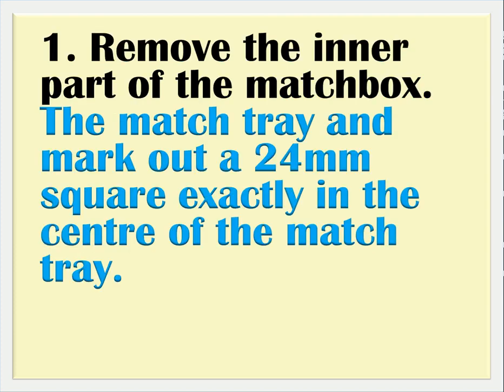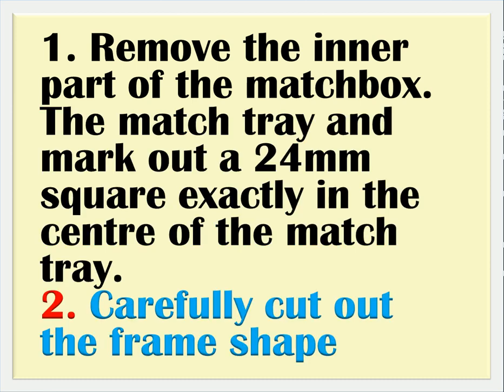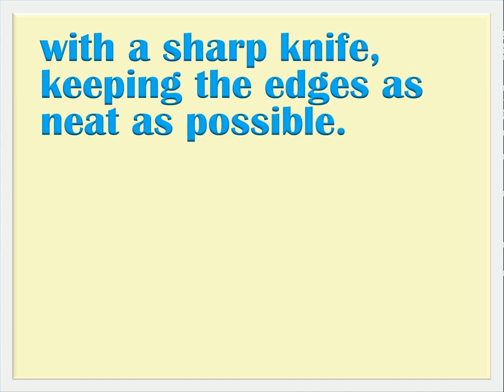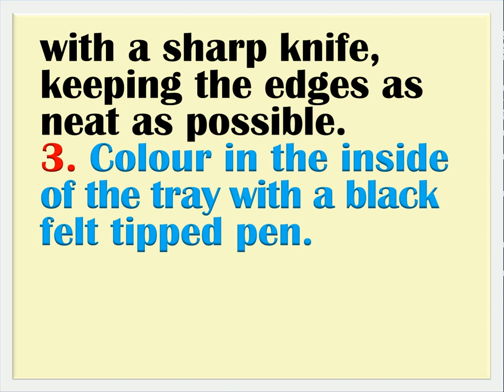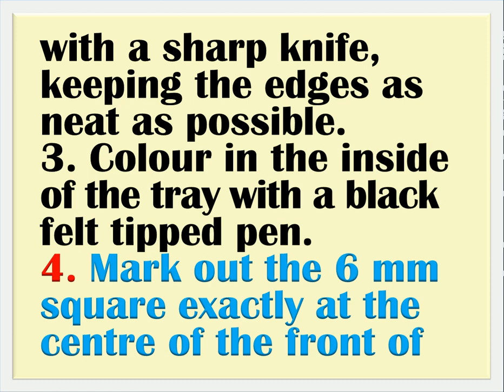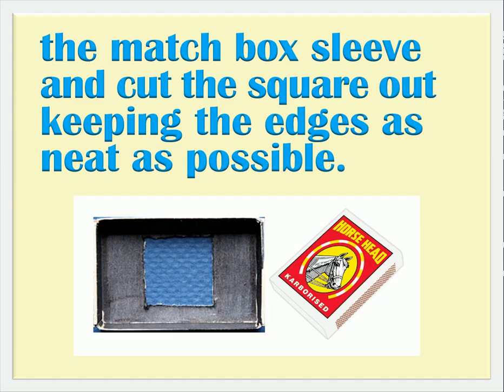1. Remove the inner part of the matchbox, the match tray, and mark out a 24mm square exactly in the center of the match tray. 2. Carefully cut out the frame shape with a sharp knife, keeping the edges as neat as possible. 3. Color in the inside of the tray with a black felt-tipped pen. 4. Mark out a 6mm square exactly at the center of the front of the matchbox sleeve, and cut the square out keeping the edges as neat as possible.